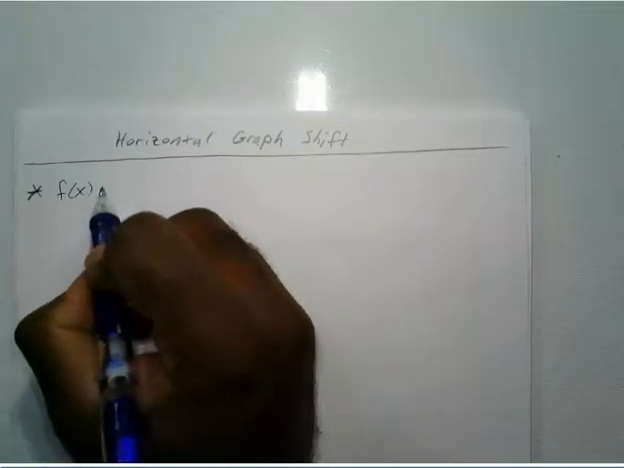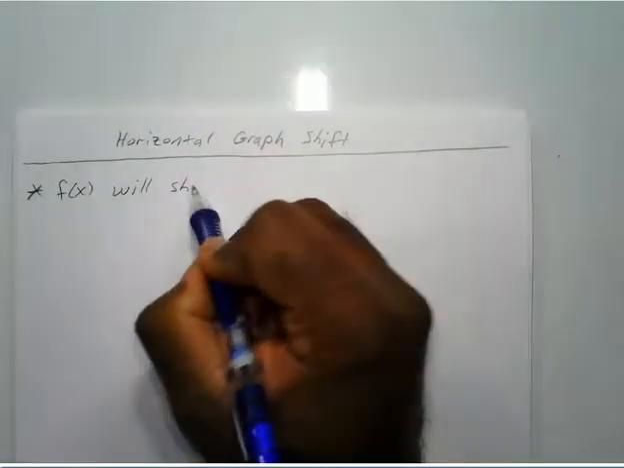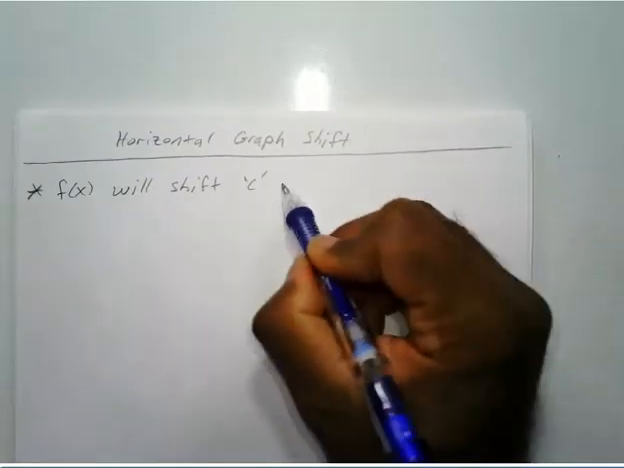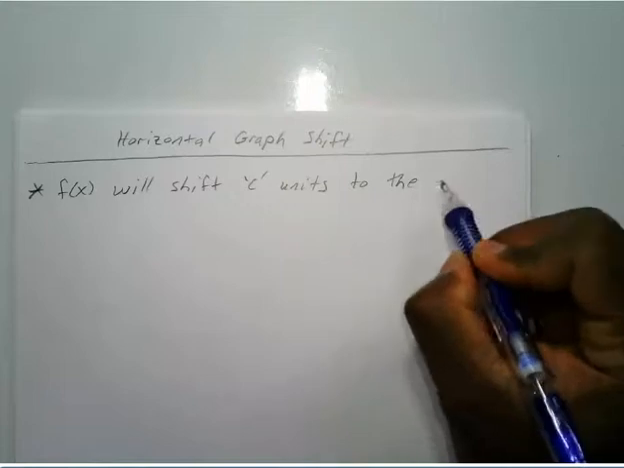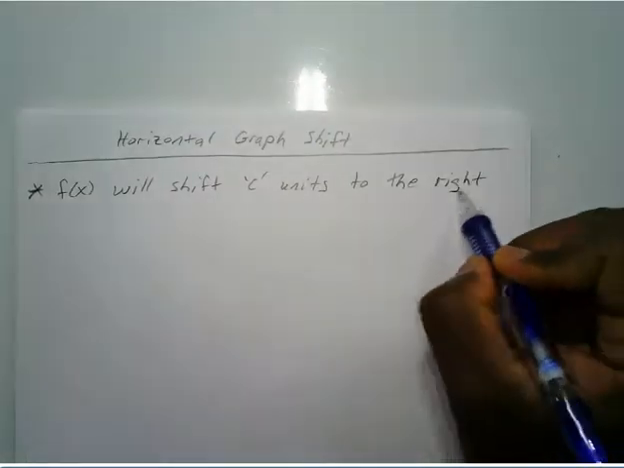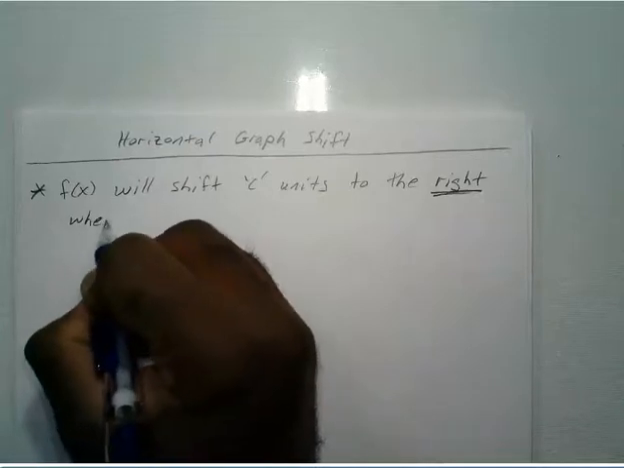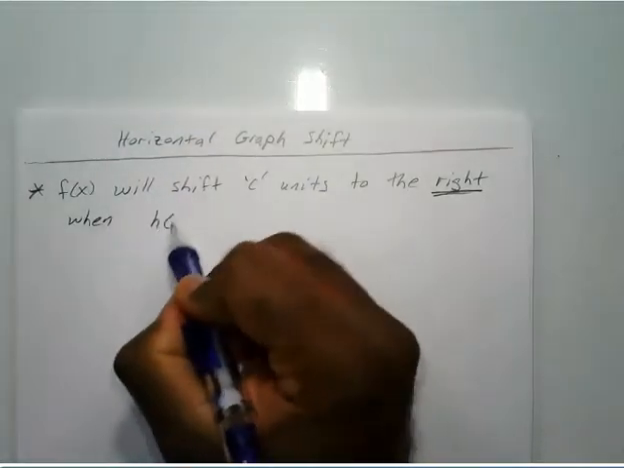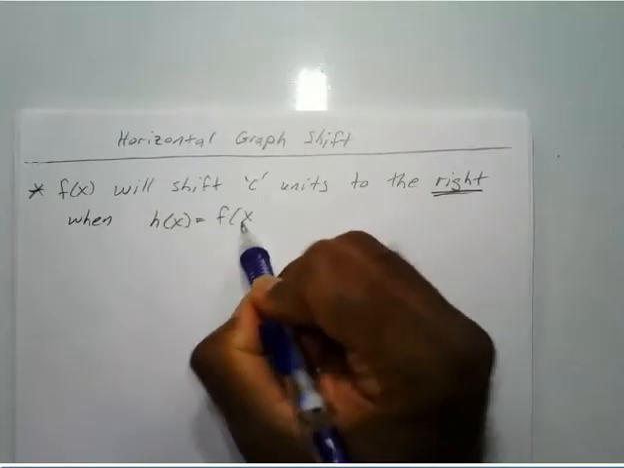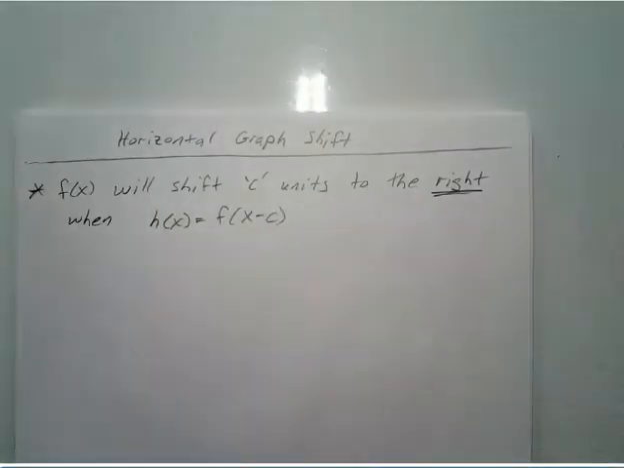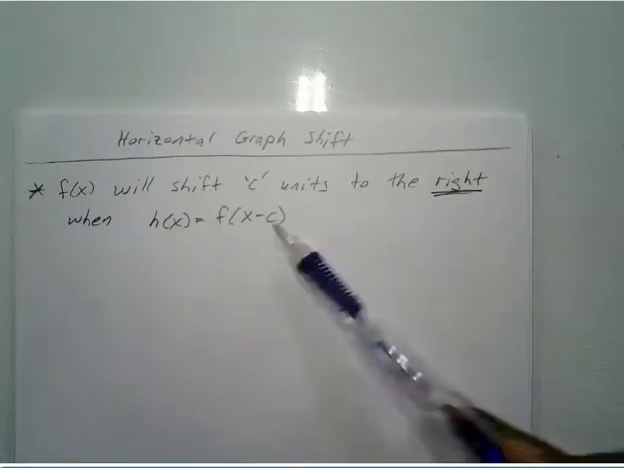Okay, so f of x will shift c units to the right when h of x is equal to f of x minus c. Now that's why it's different. When it's f of x minus c, it's going to shift to the right.